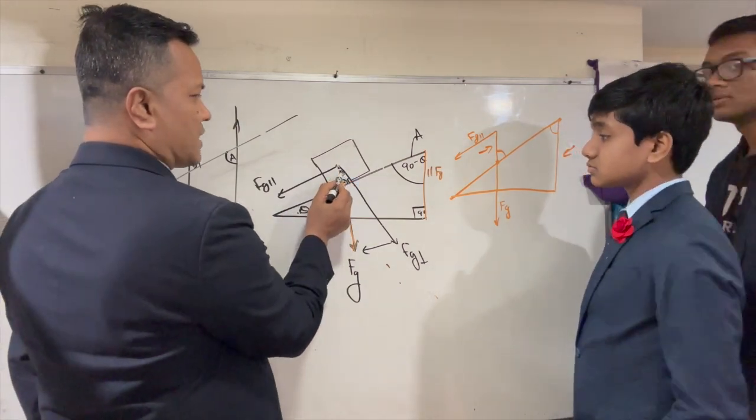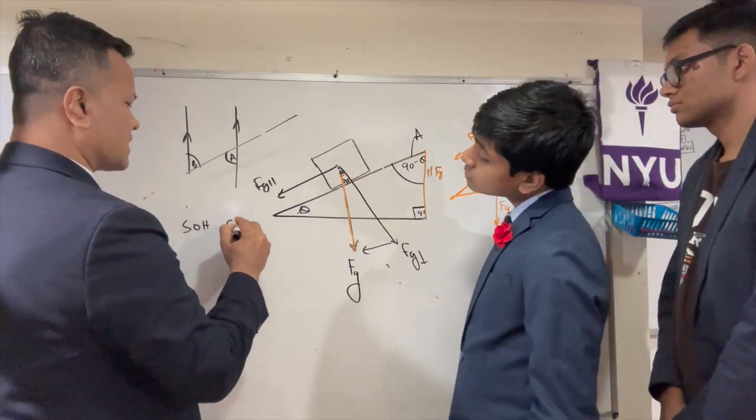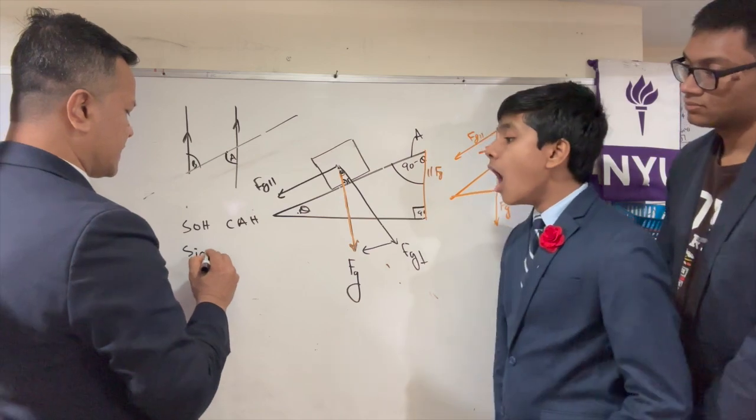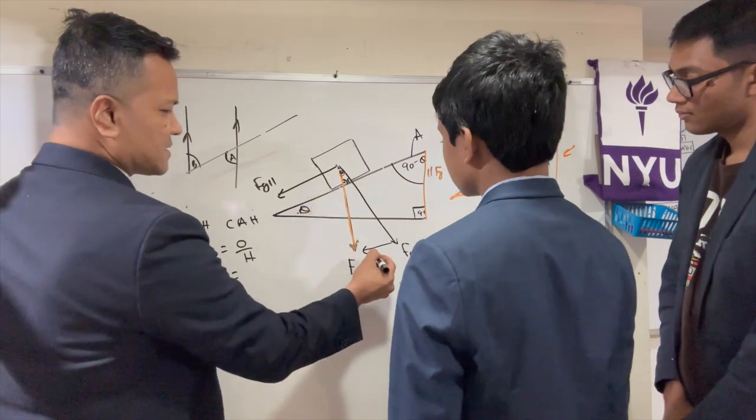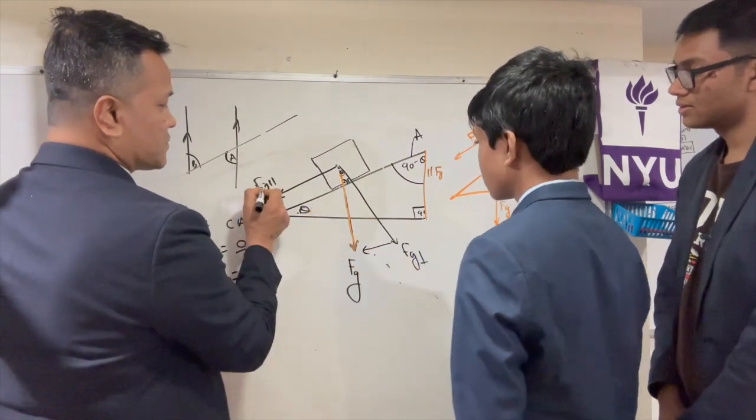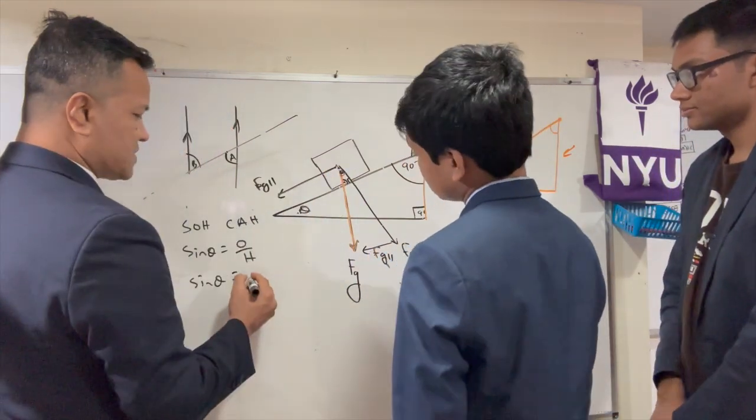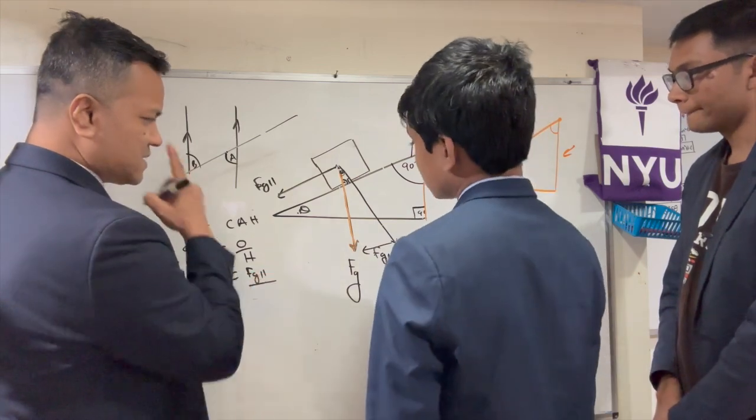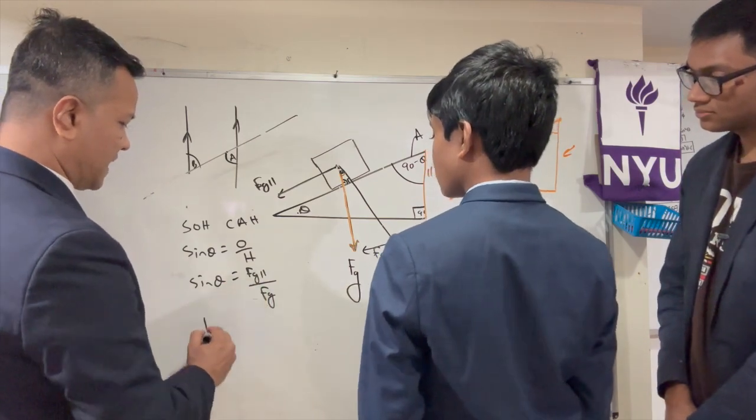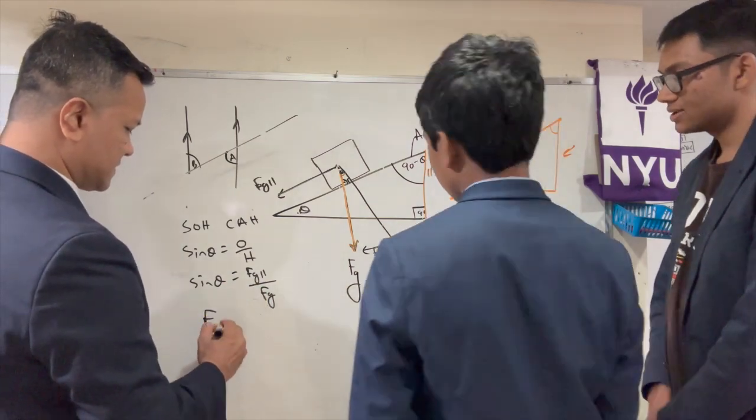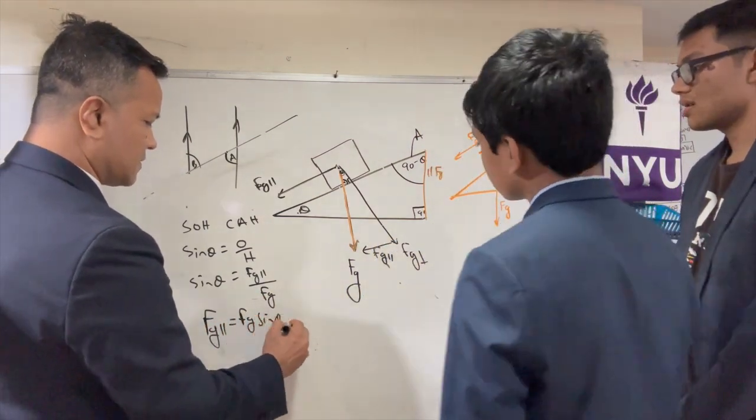All right, so then we're going to use SOHCAHTOA. Sine theta is equal to opposite over hypotenuse. So what is the opposite? FG parallel. So I move it over here. Opposite is FG parallel, and hypotenuse is FG. So FG parallel is equal to FG sine theta. Okay, now CAH.